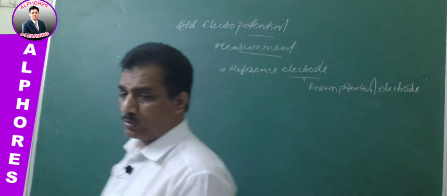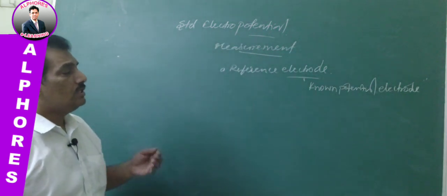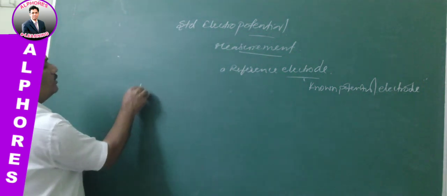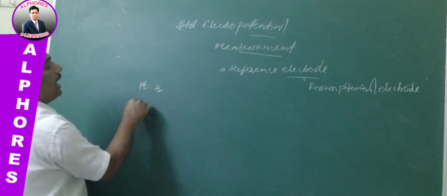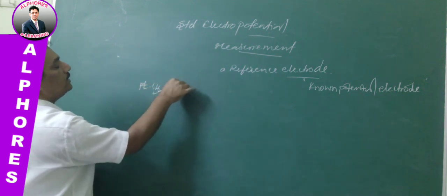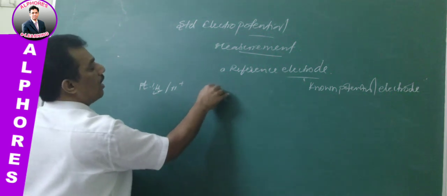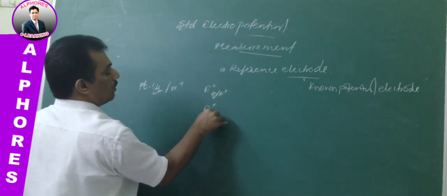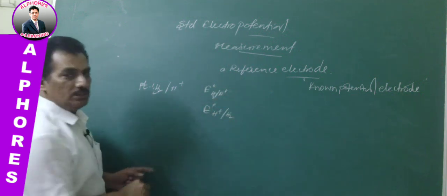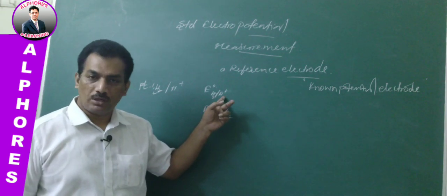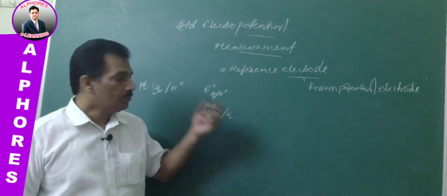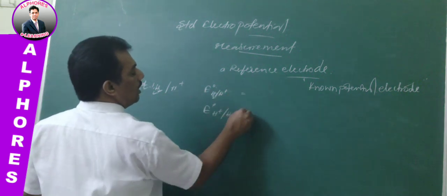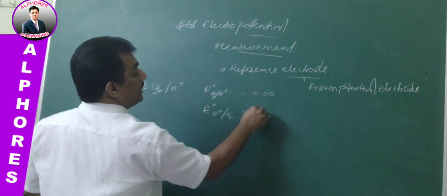Known potential electrode means, for example, the best example for a reference electrode is the hydrogen electrode. In the hydrogen electrode, what we are considering is the E0 of H2 to H plus, or E0 of H plus to H2. That means here it is undergoing oxidation. Already you know hydrogen is a different non-metal, and here it is undergoing reduction. In both these two cases, oxidation potential or reduction potential are taken as 0.